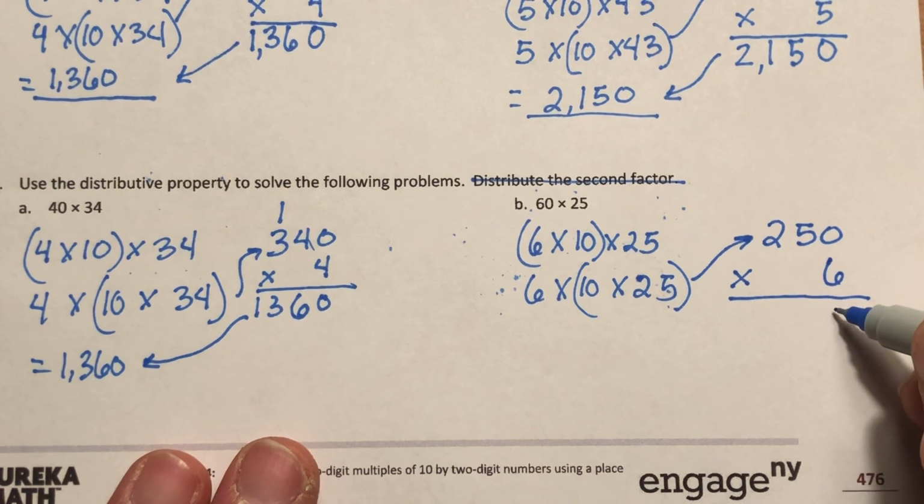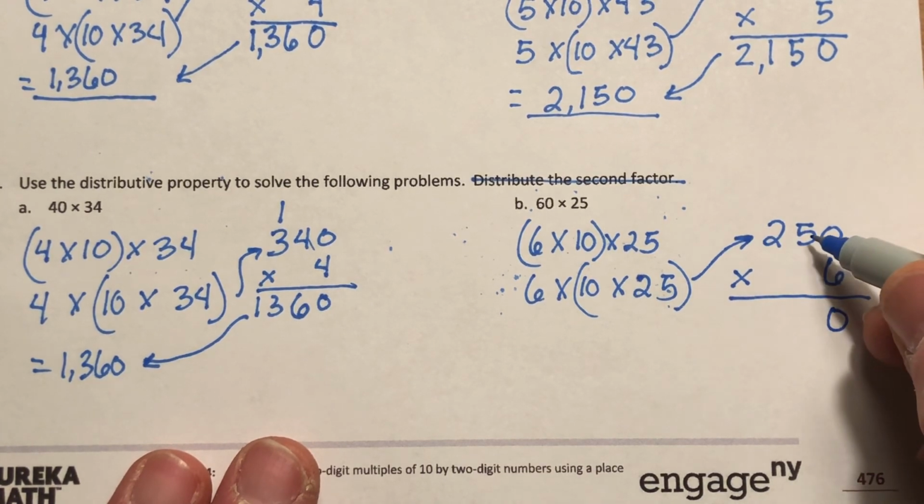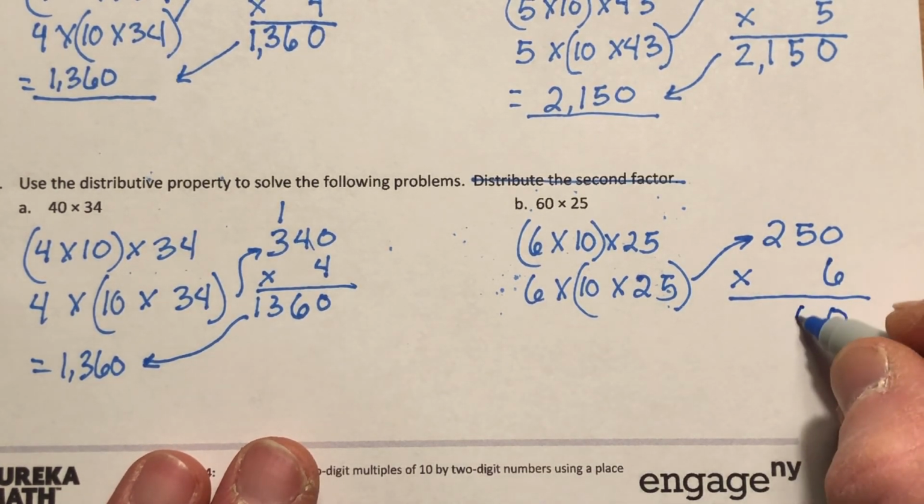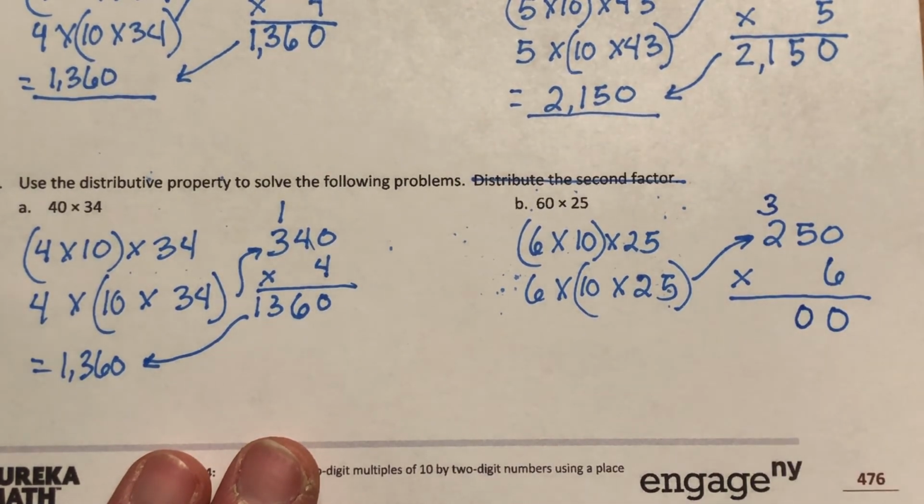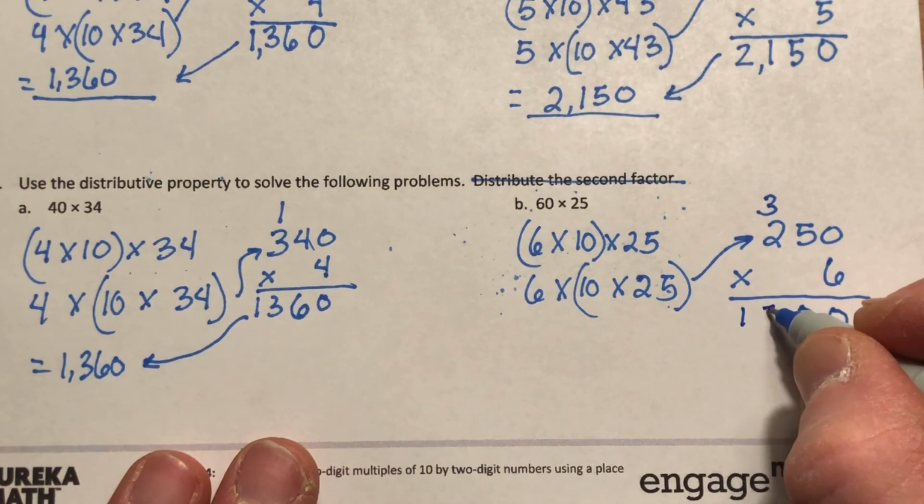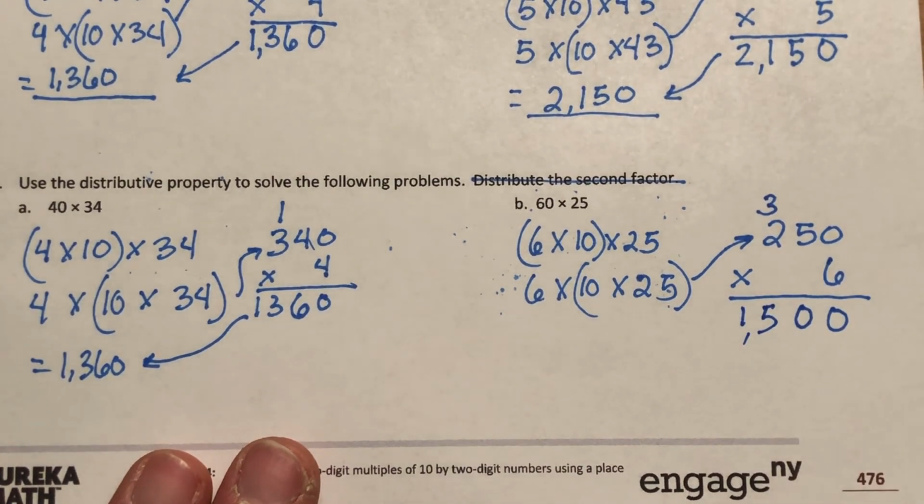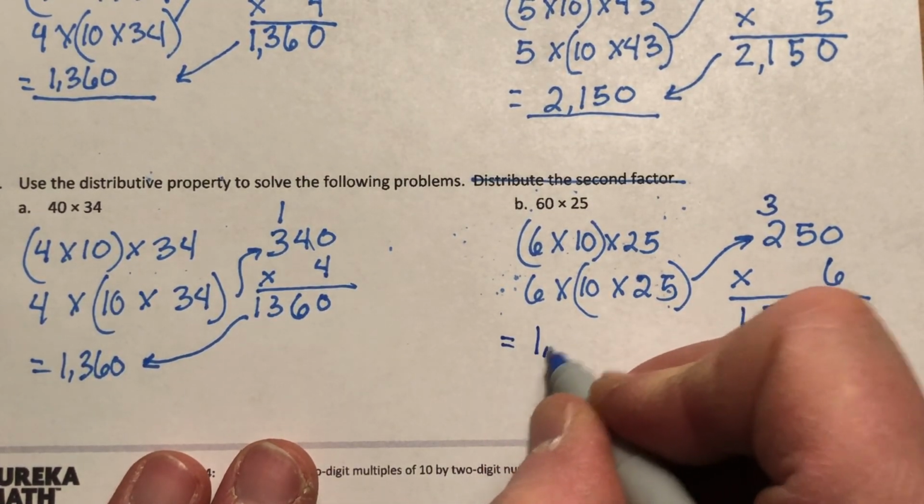6 times 0 is 0. 6 times 5 is 30. So put down the 0, carry the 3. And 6 times 2 is 12, plus 3 is 15. Comes out to be 1,500.